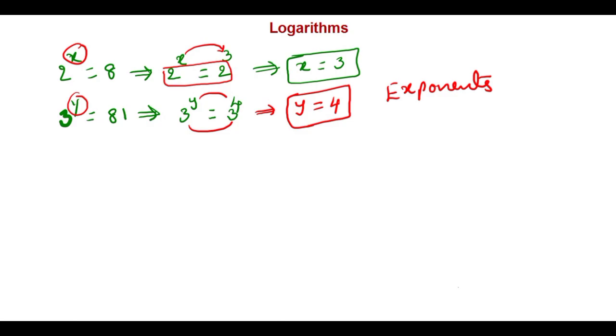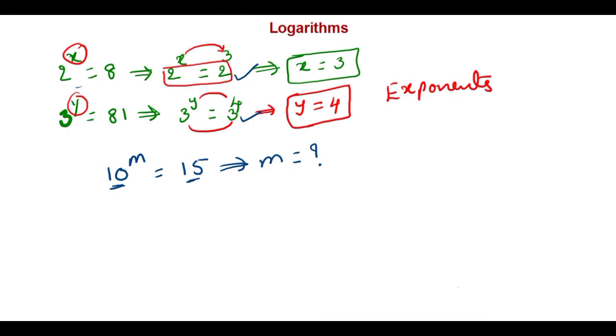Suppose there is a number like 10 to the power of m is equal to 15. I am taking this example. Then what is the value of m? How to find this? This is somewhat difficult, right? Because when we have the same bases, we can take the powers as equal. But here you cannot convert 10 to 15, or 15 to 10. We have different bases, so how to find the value of m?